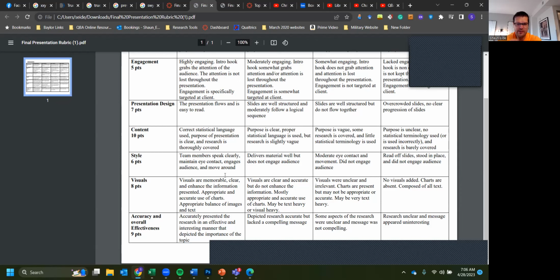And then visuals: team members speak clearly and maintain eye contact. Visuals are memorable, clear, and they add to the presentation, not take away. So make sure that you have a good balance of images and text, and that, like I said, the accuracy and the research are presented in an interesting manner. So make sure that you download that.